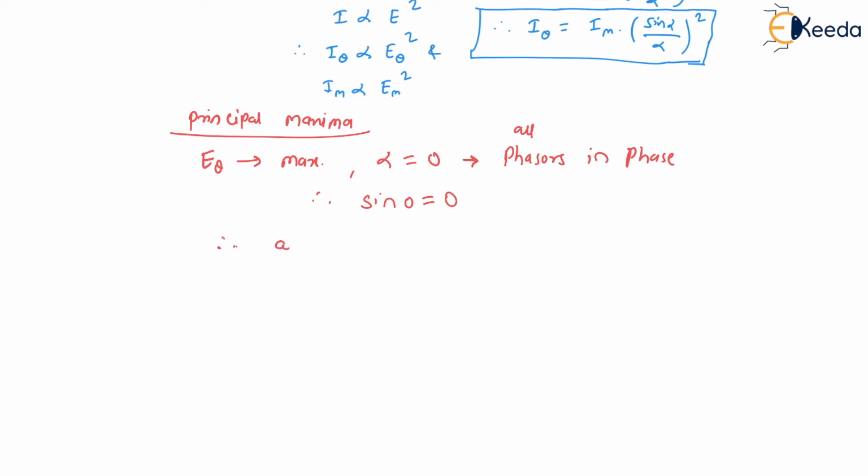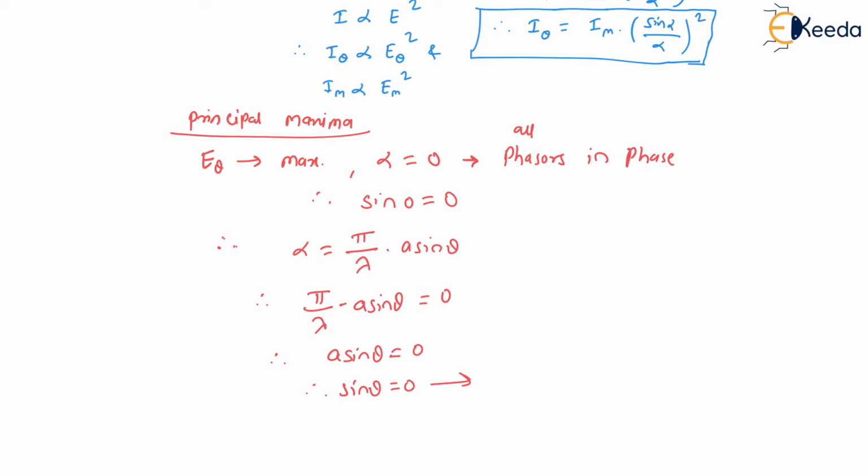So at alpha equal to 0, that means phi will be equal to 0. Here we'll write the equation of alpha. The value of alpha is pi upon lambda into a sine theta. If alpha is equal to 0, then pi upon lambda into a sine theta will also be equal to 0. Then we can write a sine theta equal to 0, or sine theta equal to 0. That means theta has to be equal to 0.